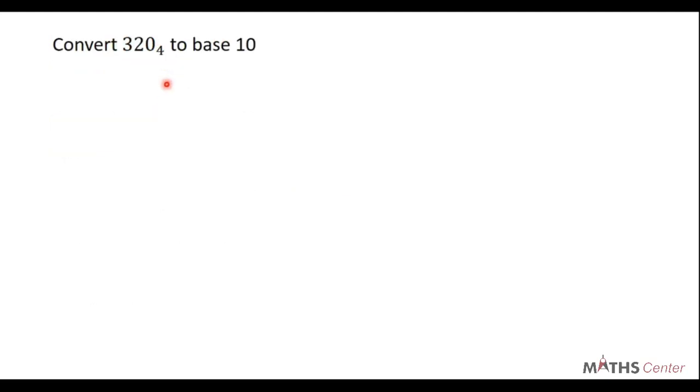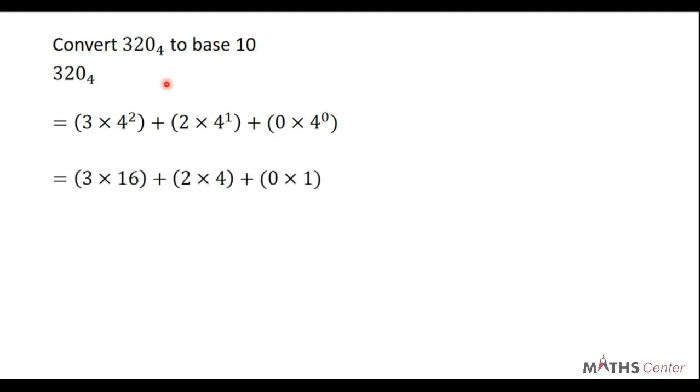In converting 320 base 4 to base 10, we have 3 times 4 squared plus 2 times 4 exponent 1 plus 0 times 4 exponent 0. That will give us 3 times 16 plus 2 times 4 plus 0 times 1. 3 times 16 will give us 48. 2 times 4 will give us 8. 0 times 1 will give us 0. 48 plus 8 will give us 56. 56 plus 0 is still 56.